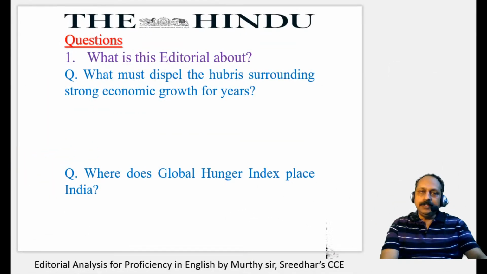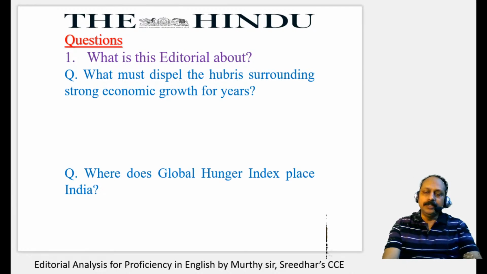This you have seen, a few grammar-related questions. Now, what are the questions you can think of based on today's editorial? Obviously, the first question, what is this editorial about? The second question, what must dispel the hubris surrounding strong economic growth for years? The keyword must has two functions. One is that it is used to express personal obligation. Another, it is used to convey the idea that something is compulsory. So what must dispel, banish or eliminate the hubris, excessive pride surrounding strong economic growth for years?